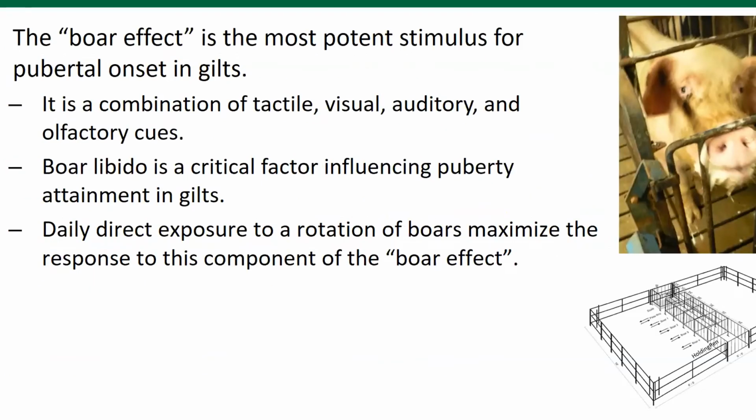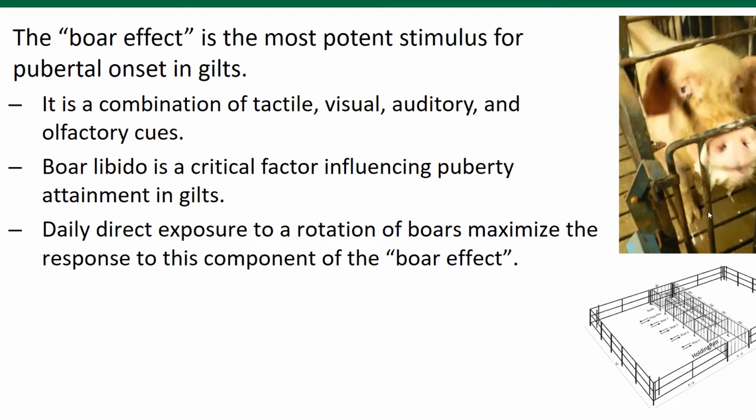So key principle number 4 is that direct contact with boars is more efficient than fence line contact. We know that the boar effect is the most potent stimulus for pubertal onset in gilts. It's a combination of tactile, visual, auditory, and olfactory cues. So within your unit, both your gilt development unit and your sow herd, all your boars need to be looking like this guy right here.